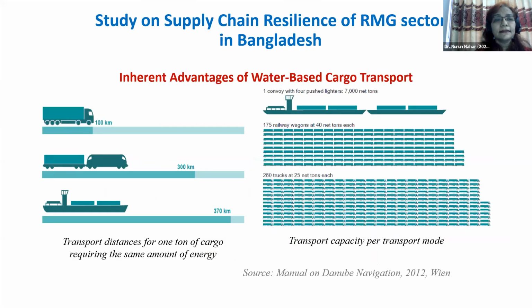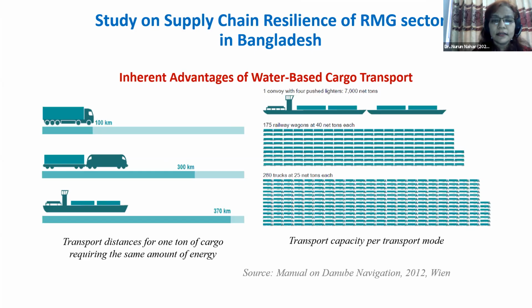It compared the road, the freight train, and also the river route. It showed that the river route is the most cost effective way to carry loads or cargoes, compared to the cost of carrying cargo over our road network.